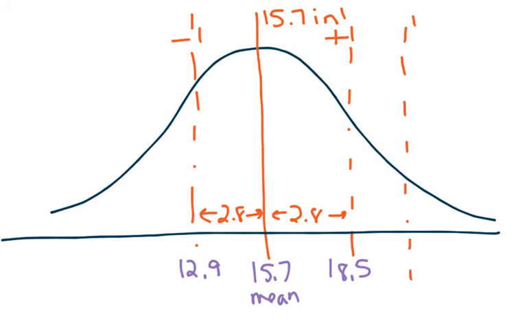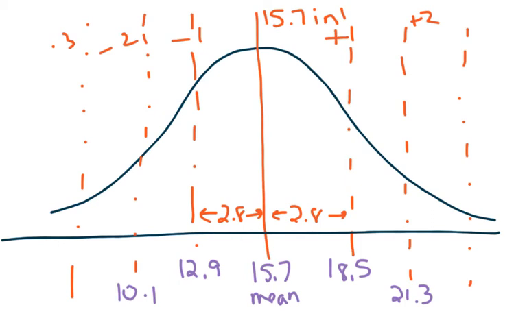So now let's go to 2 standard deviations away in each direction. I'm sorry, my picture is not very symmetric. That means I'm going to add another 2.8, and I'm going to get 21.3. I'm going to subtract another 2.8, and I'm going to get 10.1. They want us to go to 3 standard deviations away, so let's go 1 more standard deviation, both directions. So 21.3 plus 2.8 is going to be 24.1, and 10.1 minus 2.8 is going to be 7.3.